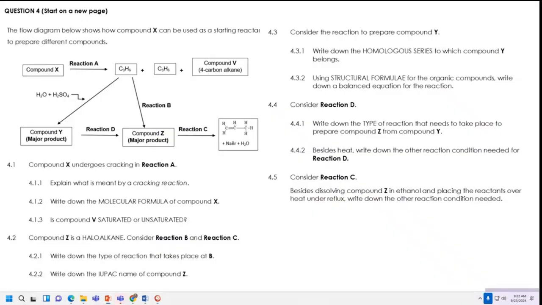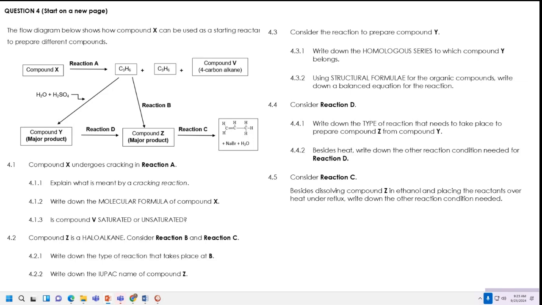Now, let's go back to our question. The question says, the flow diagram represents how compound X can be used as a starting reactant to prepare different compounds. There we have compound X. And we have reaction A, and there we have C386. Oh dear. And there we have plus another C386. And then we have another compound, and so the story goes.